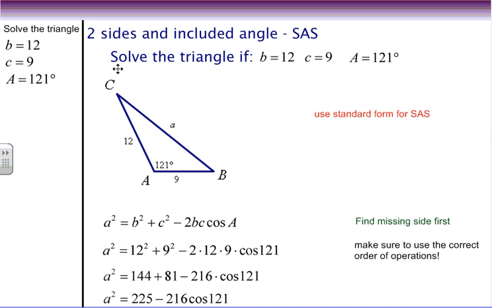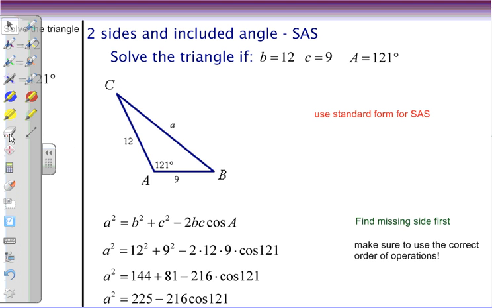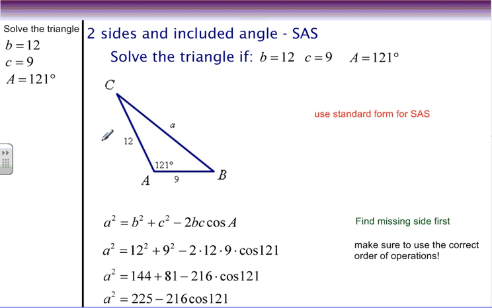All right, in the next example, we're going to solve the triangle if we know side angle side. So let's say we know that side b is 12, side c is 9, and angle A is 121. So we're going to use the standard form of the law of cosines in this case. And we're going to start by finding the other missing side first.